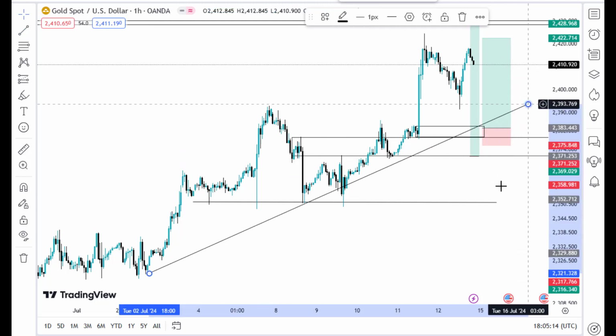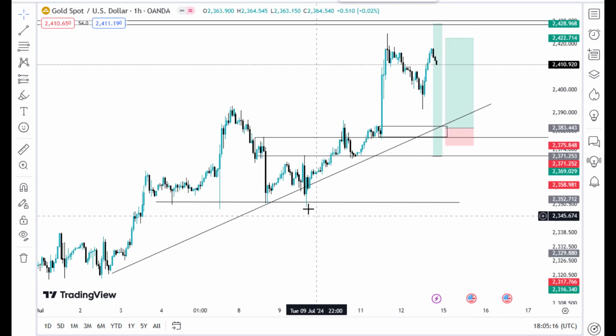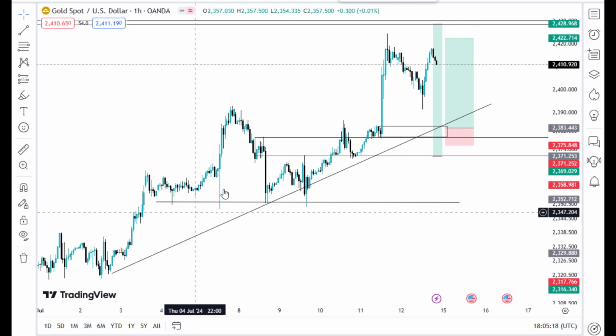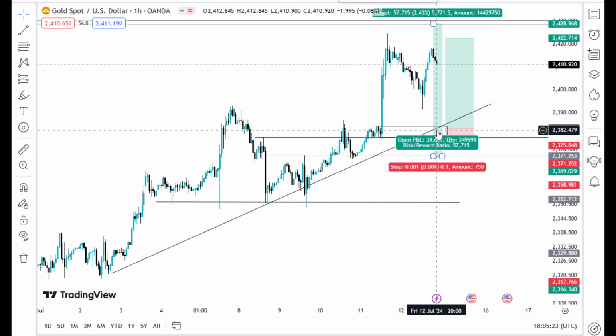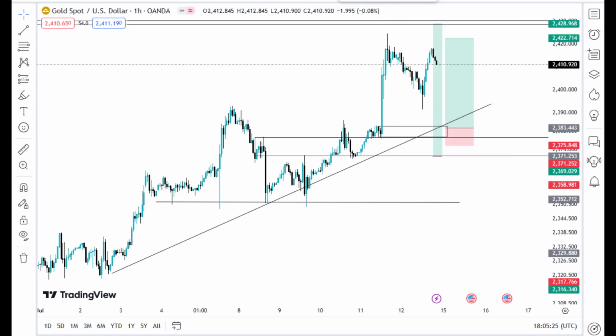Now if you identify like this, you can see the trend line here, it worked. Actually, this was a rejection once, twice, price came, rejected, came, and now if price comes back here, you can also use it as a confluence of entry and something like that, right?